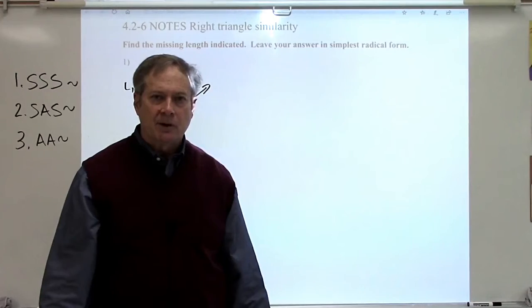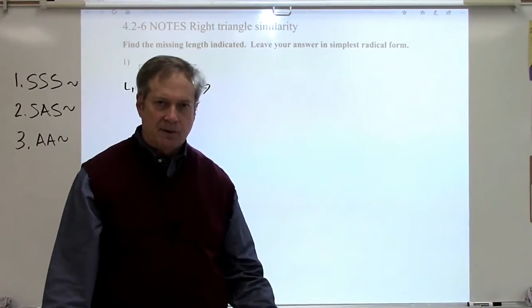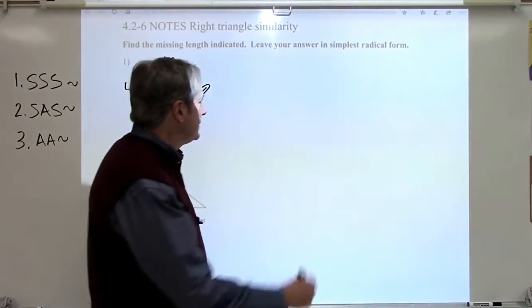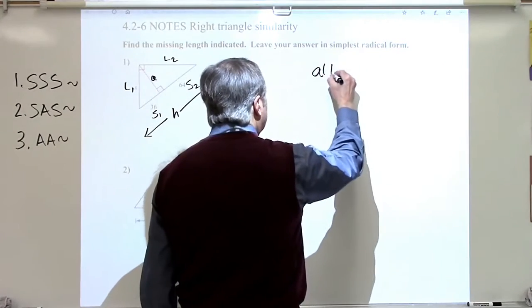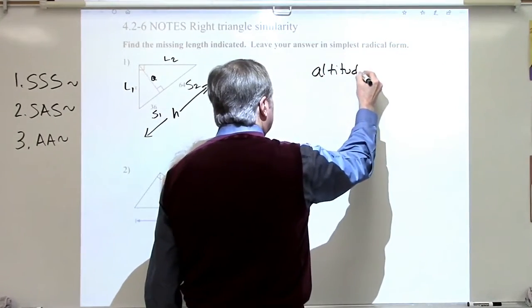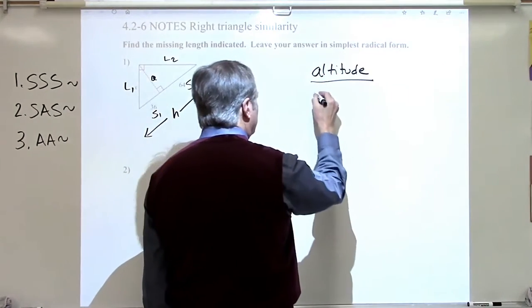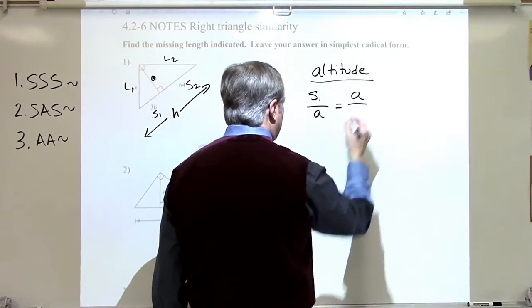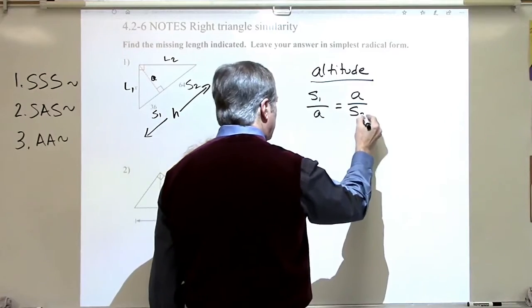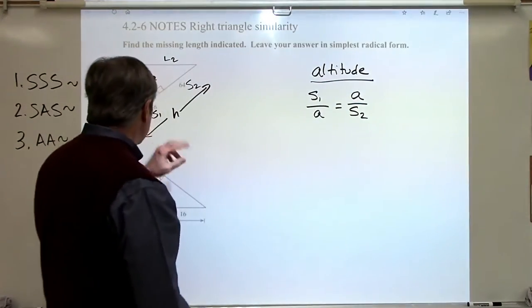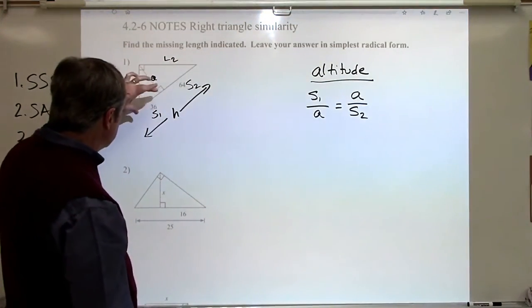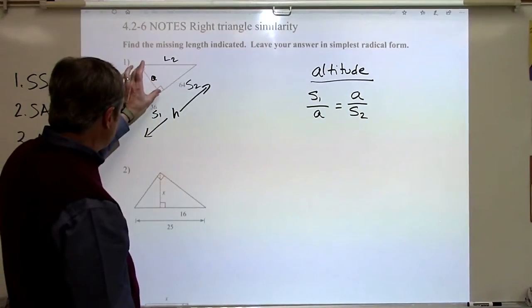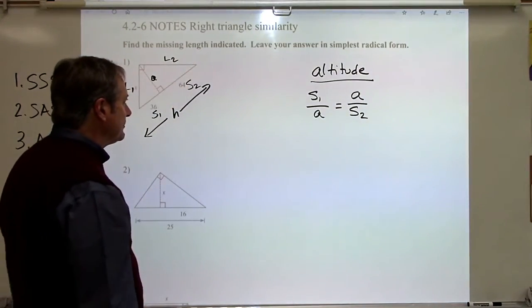Now, there's 2 little formulas. One is called the altitude formula. One is called the leg formula. And I'm going to write them here, and I'd ask you to write these down on your notes. The altitude formula goes this way, that segment 1 compared to the altitude is the same proportion as the altitude compared to segment 2. So in other words, this altitude compared to that is going to be the same as this compared to that.